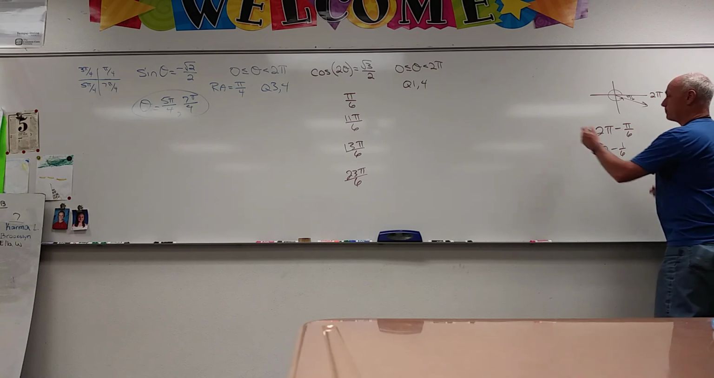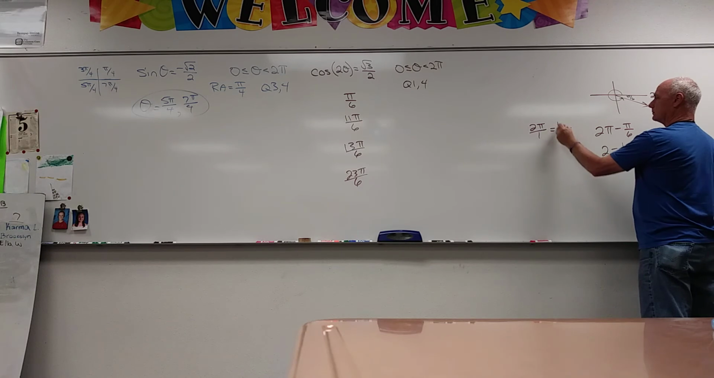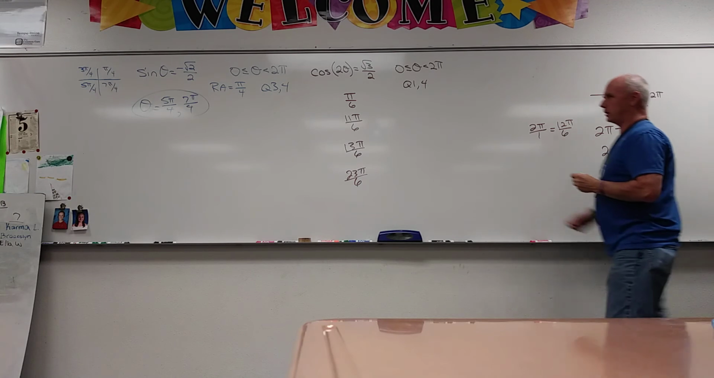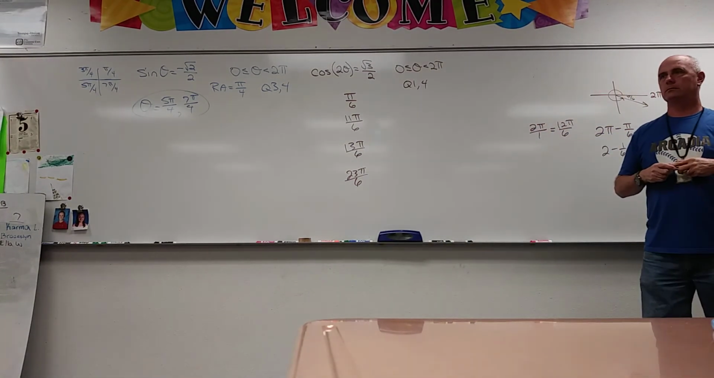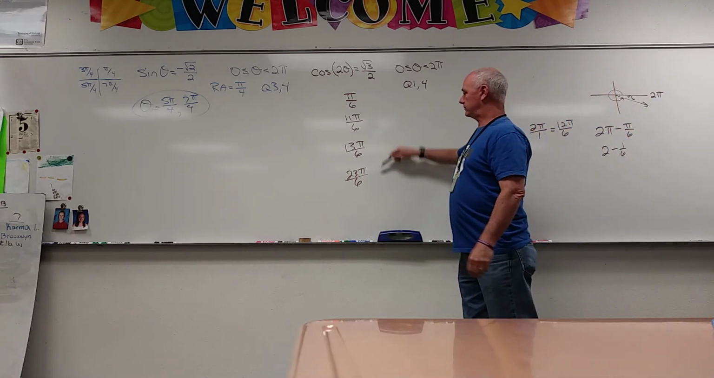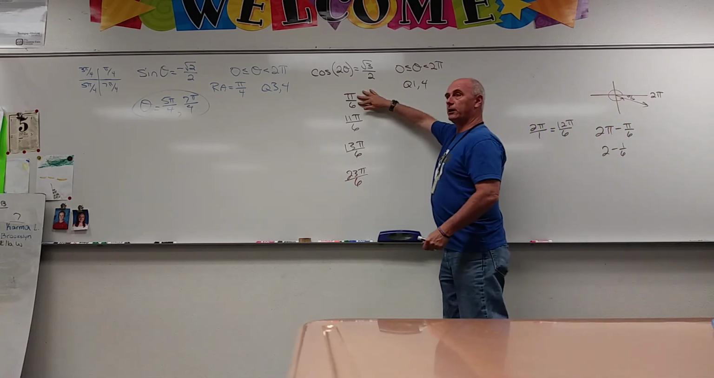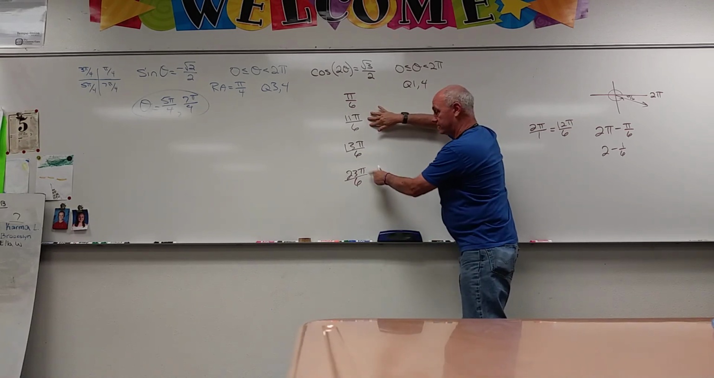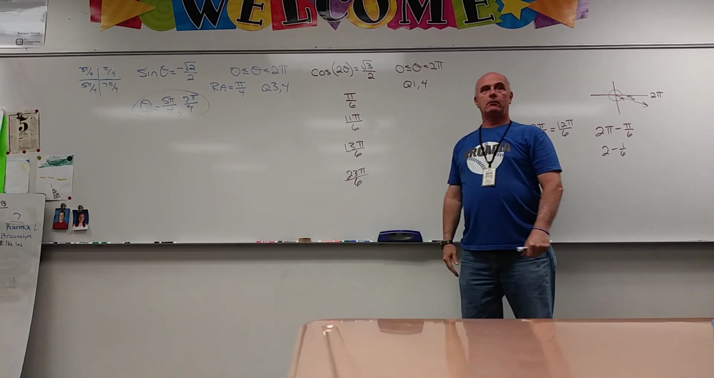Because these are both 6's in the denominator. Wait. How do we go from 13 to 23? I didn't. I went from 11 to 23. We added 12 pi over 6 to that to get that. And then we added 12 pi over 6 to that to get that. Is that okay? Cool. All right.